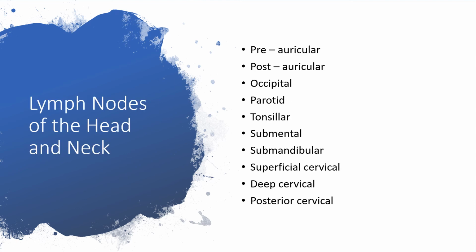Lymph nodes of the head and neck. This will become necessary when we have pathology affecting the thyroid gland. We want to know what is happening to the lymph nodes in that region, particularly when we are suspicious of malignancy. So we have pre-auricular lymph nodes, post-auricular, occipital or parotid, tonsillar, submental or submandibular, superficial cervical, deep cervical or posterior cervical.